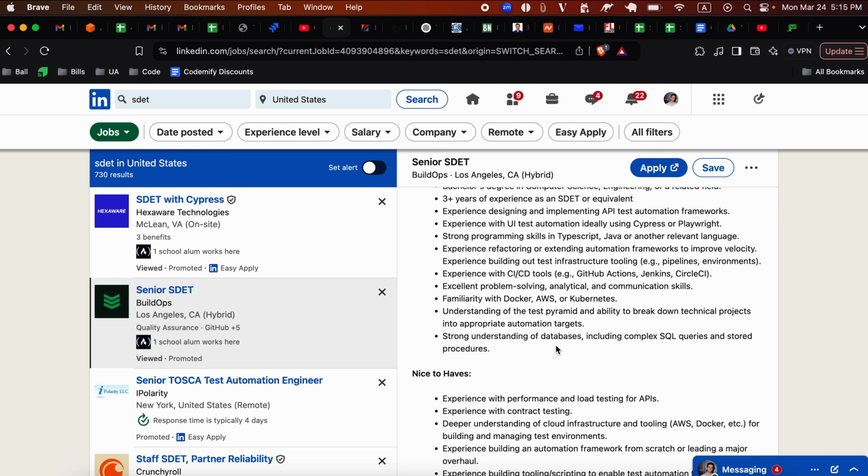Strong understanding of databases, including complex SQL queries and stored procedures. Awesome. That still does not mean that you have to be a programmer or a software developer. You have to know SQL on a somewhat deep level. Great. And in the majority of the cases, you will not even have to know that. This is something particular to this position in this company.